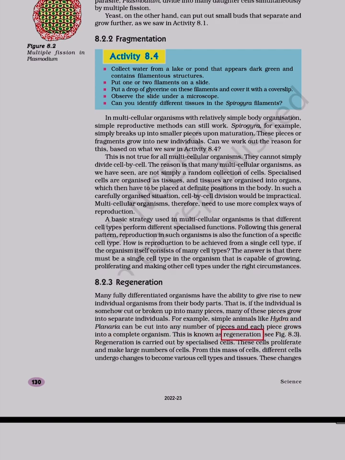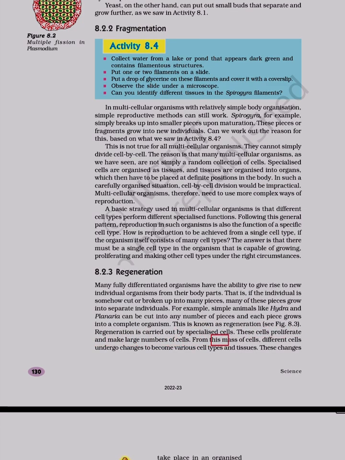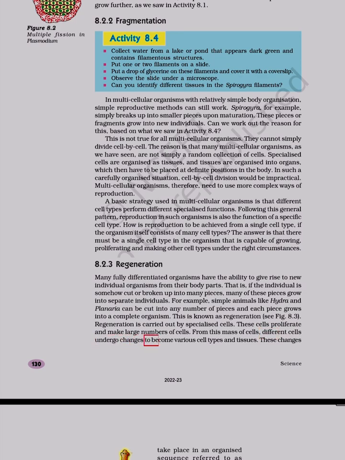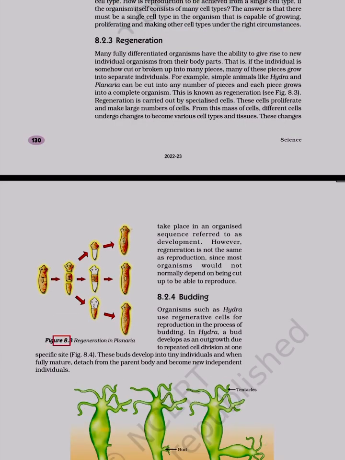This is known as regeneration. See figure 8.3. Regeneration is carried out by specialized cells. These cells proliferate and make large numbers of cells. From this mass of cells, different cells undergo changes to become various cell types and tissues. These changes take place in an organized sequence referred to as development. Figure 8.3 Regeneration in Planaria.